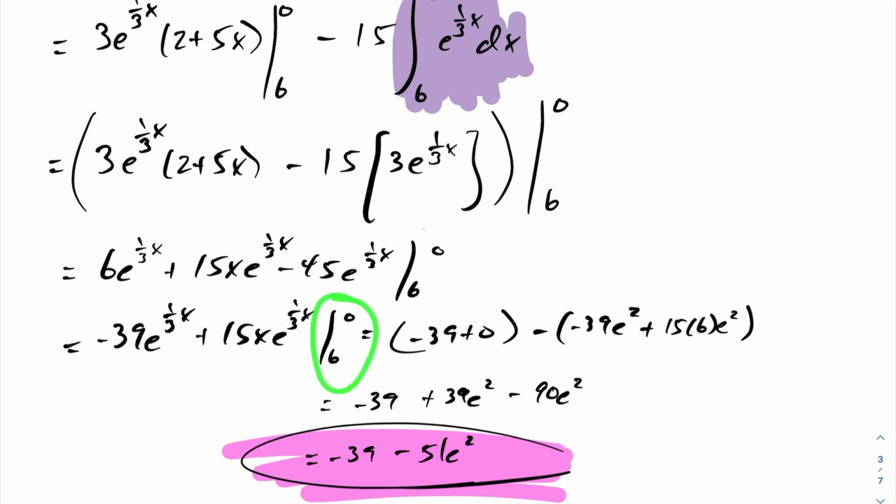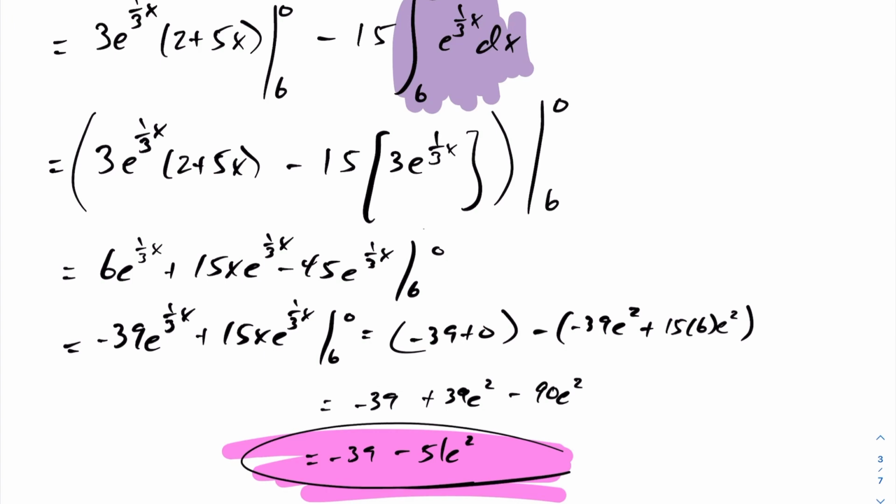So I'm going to go ahead and evaluate this from 6 to 0. Subbing a 0 into the expression, we end up getting negative 39 plus 0, minus, subbing a 6 into this expression, we get the following number here. Minus 39 becomes e squared because you're taking a third times 6, and then 15 times 6, and again you get that e squared. Simplifying, we get our final value as negative 39 minus 51e squared.